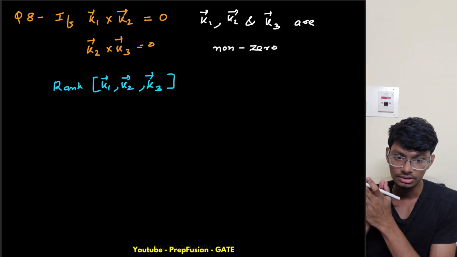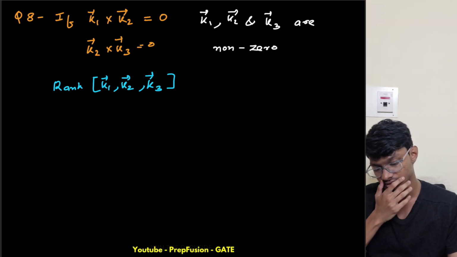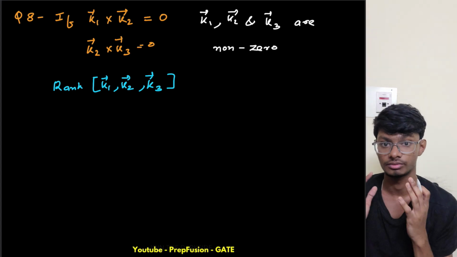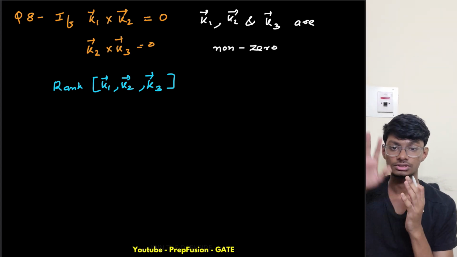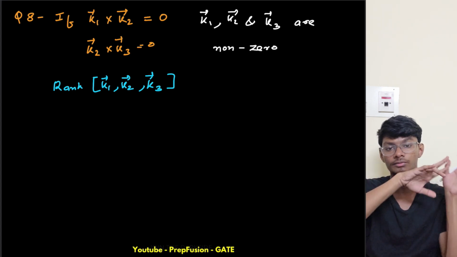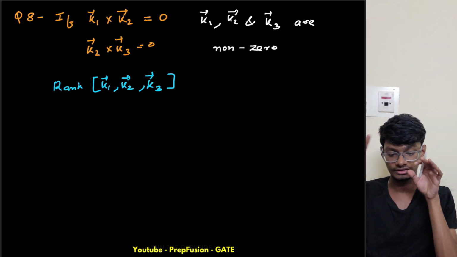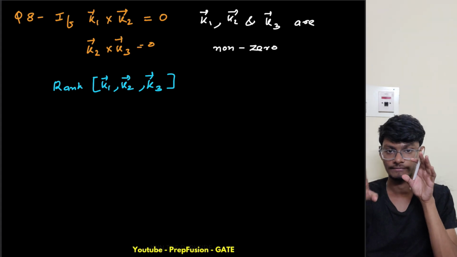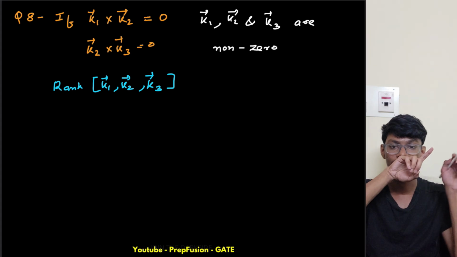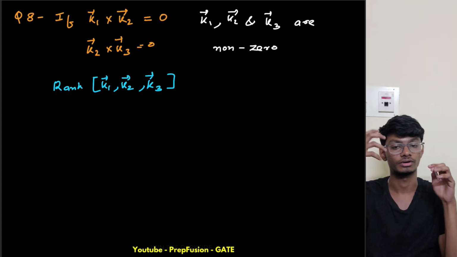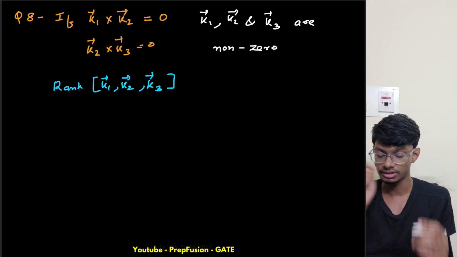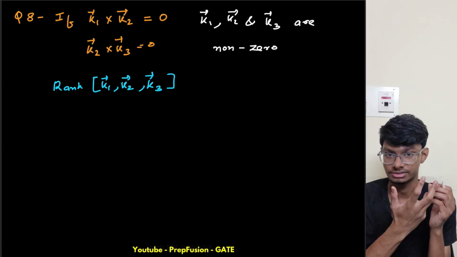If the cross product of two vectors is 0, what does that mean? Just remember, the result of the cross product was mod of k1, mod of k2, times sine of the angle between them. If mod of k1 and k2 are not 0, then the sine of the angle between them should be 0. Sine 0 is 0 only. So that means k1 and k2 are in the same direction.